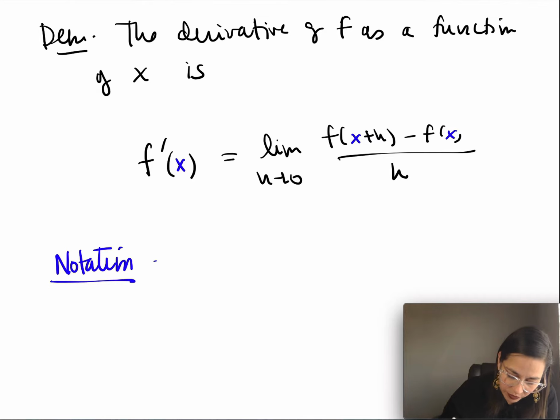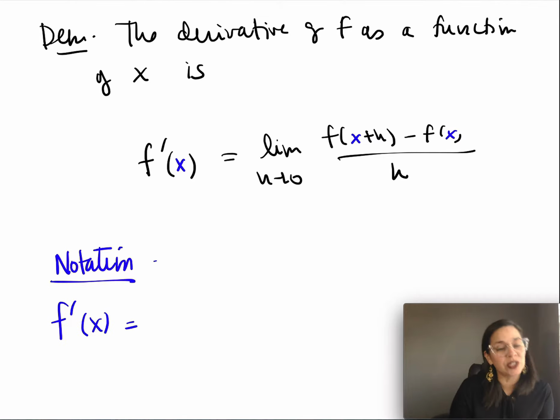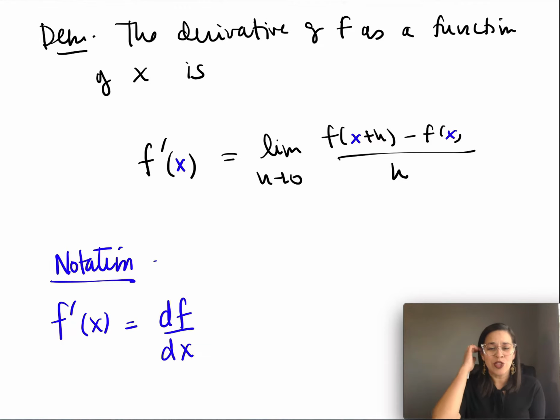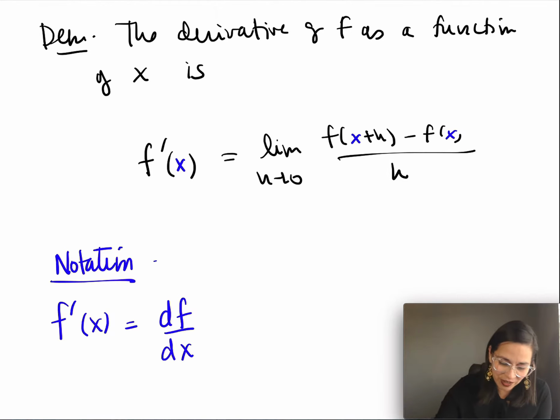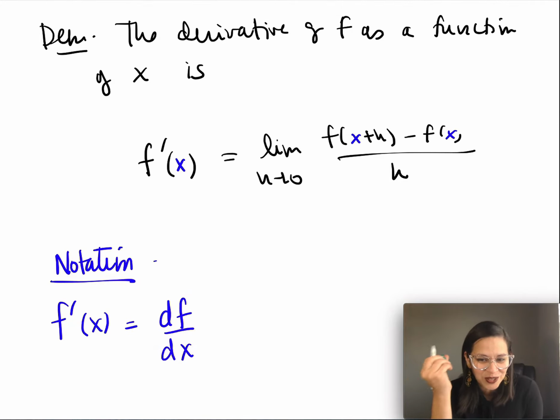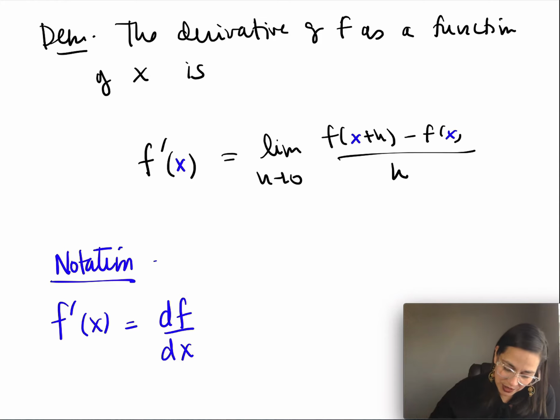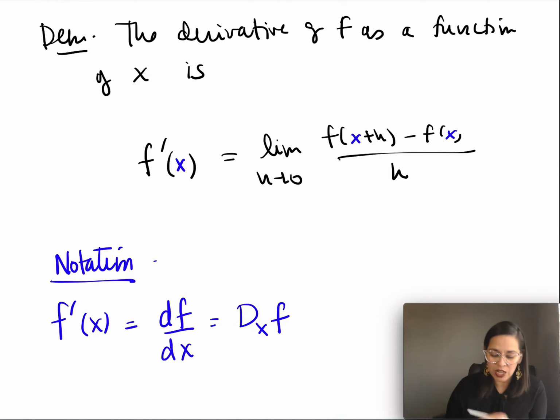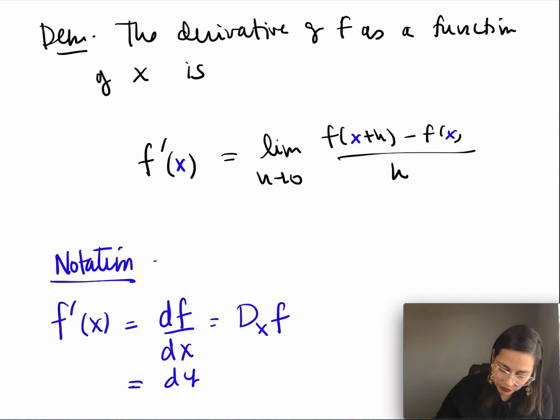Notation. f prime of x, that is Lagrange's notation. Leibniz notation is df/dx. This is probably my favorite notation because it tells you that f is changing with respect to x. It looks like a slope, right? Perfect. You can also say d/dx of f, meaning you're taking the derivative of your function f with respect to x. And then, of course, if y is equal to f, then you can say that this is dy/dx, equal to d/dx of y, etc.